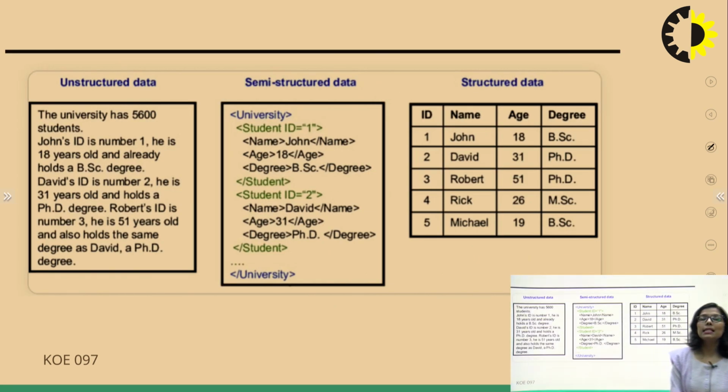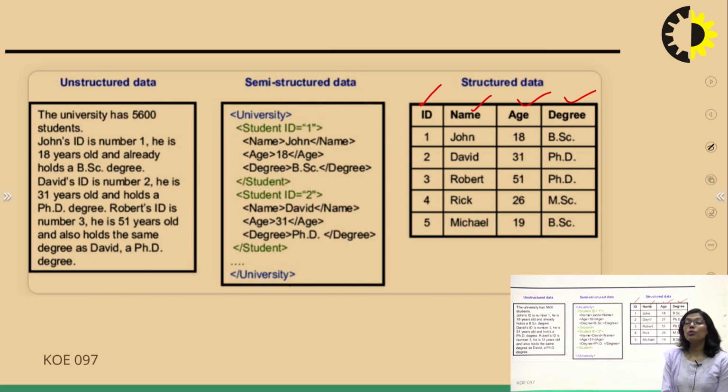Now an example is shown by this slide. You can see, first let us do the structured data. I am storing the information of around 5 people in the form of structured data. I have provided them a unique ID and the name, age and degree. So I have presented the data in the form of a relational database.